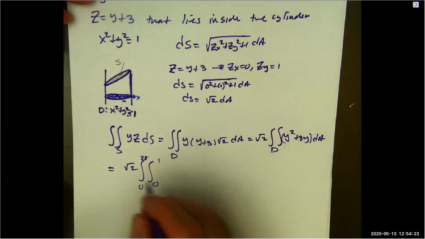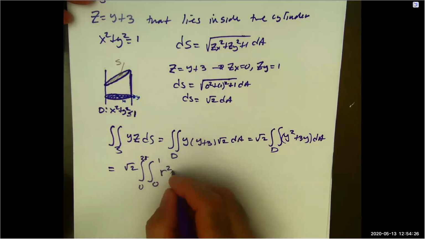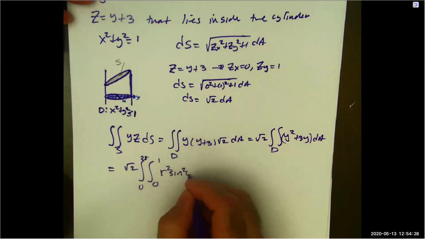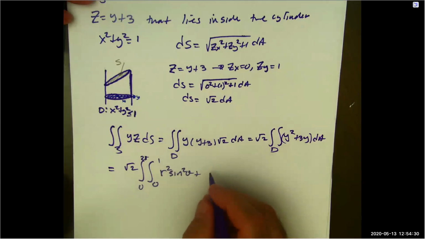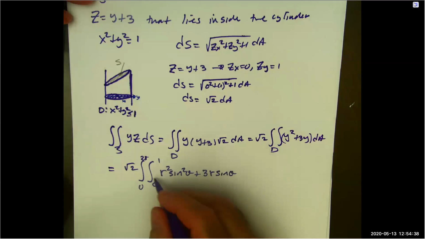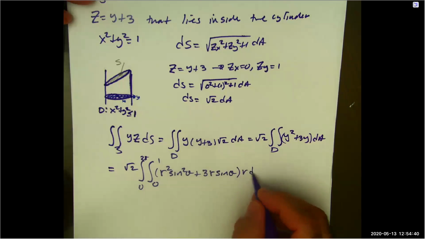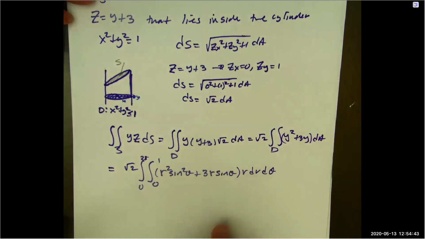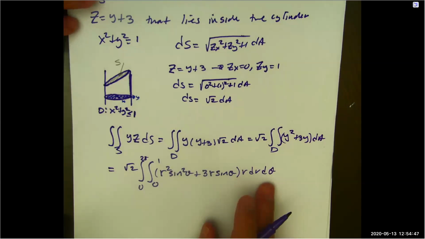And then the y squared is going to be r squared sine squared, and then we're going to have 3r sine theta. And then we're going to multiply that by the r dr d theta. So that's the dA becomes r dr d theta when you convert to polar.